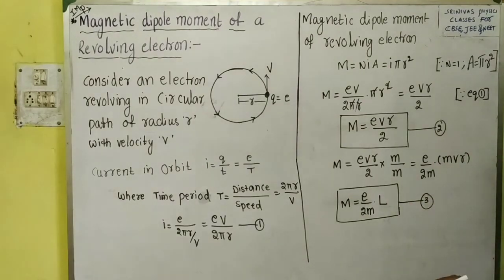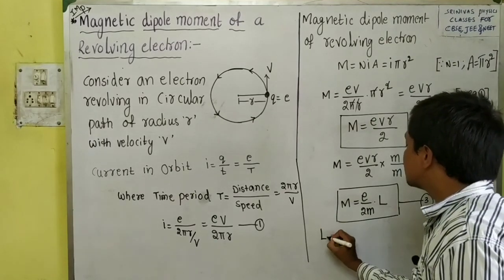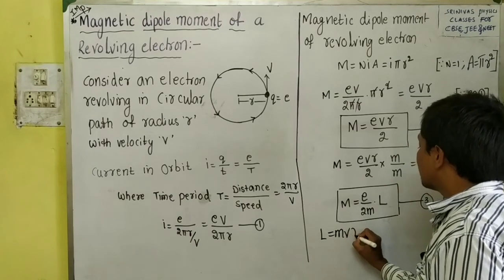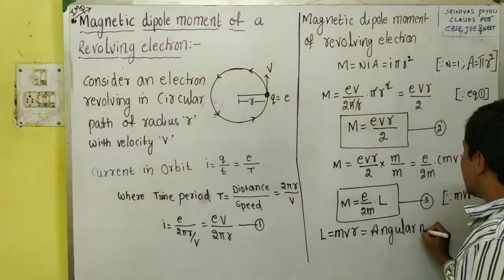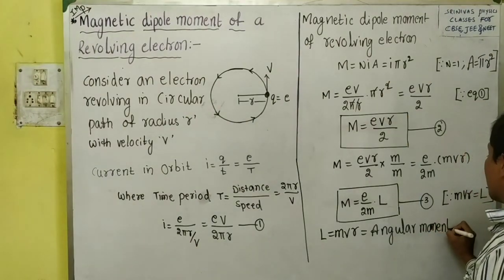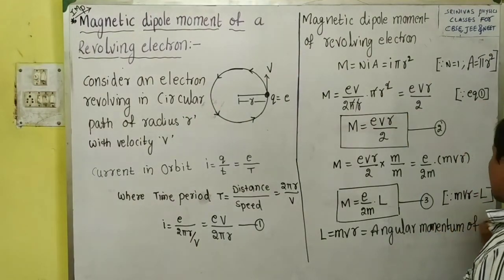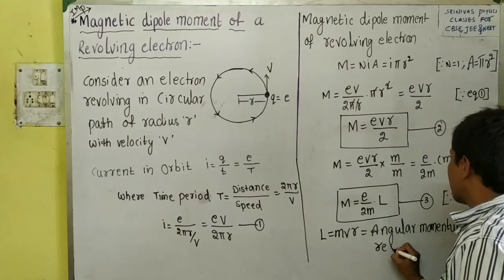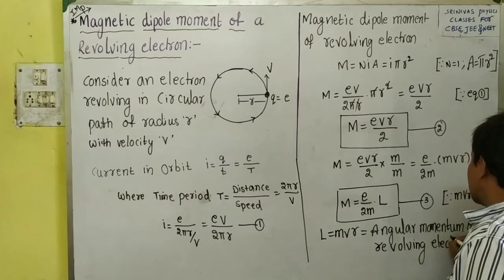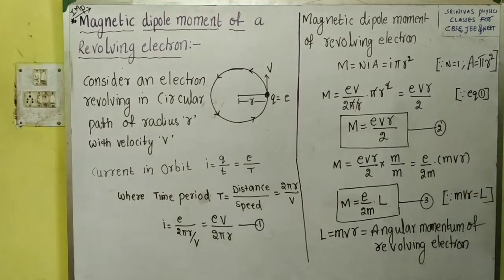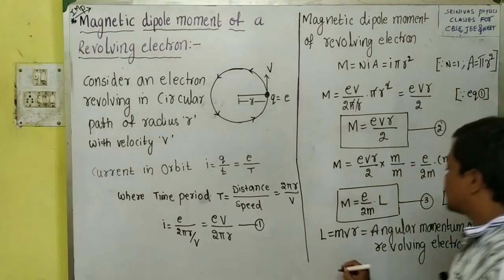What is capital L in this? Here we are writing the MVR with capital L. Capital L indicates MVR. It is angular momentum of the revolving electron. That is in terms of angular momentum. In this way you can write the terms also if you want.